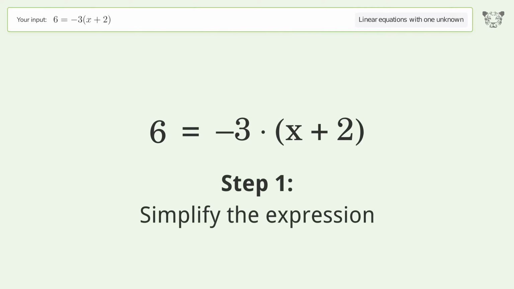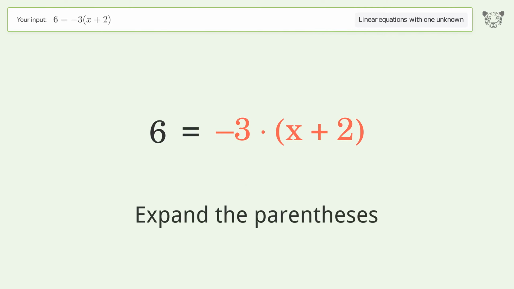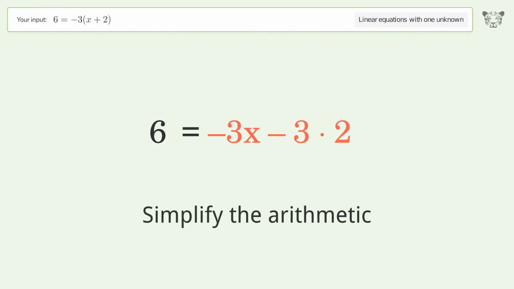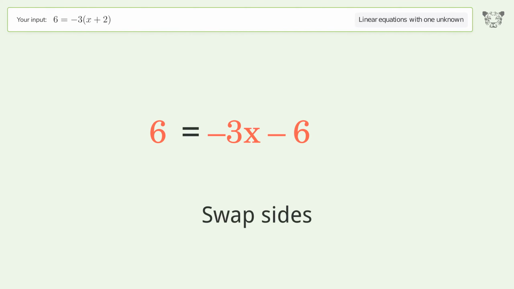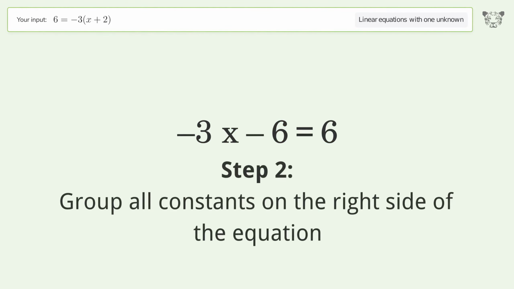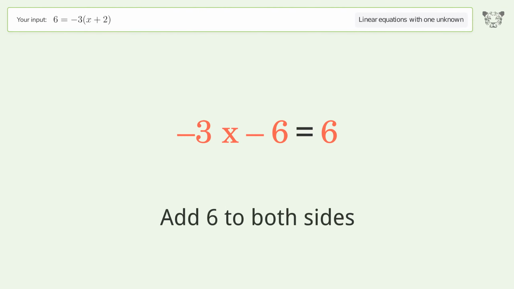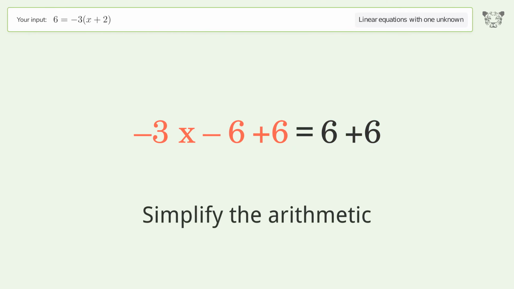Simplify the expression. Expand the parentheses. Simplify the arithmetic. Swap sides. Group all constants on the right side of the equation. Add 6 to both sides. Simplify the arithmetic.